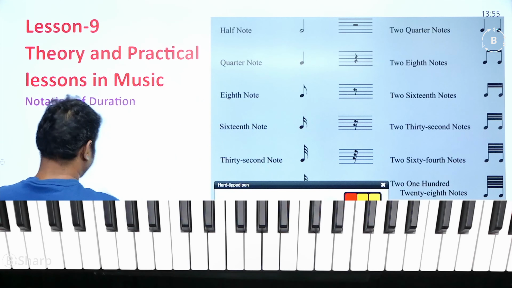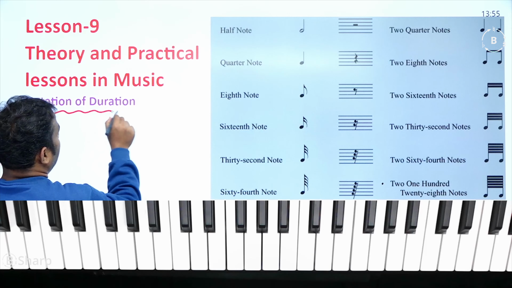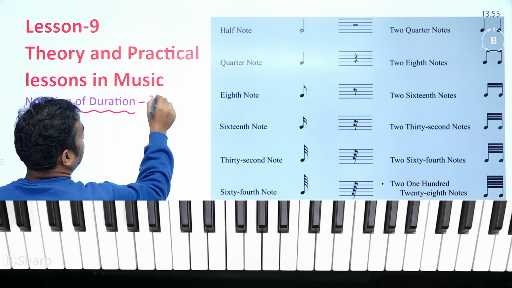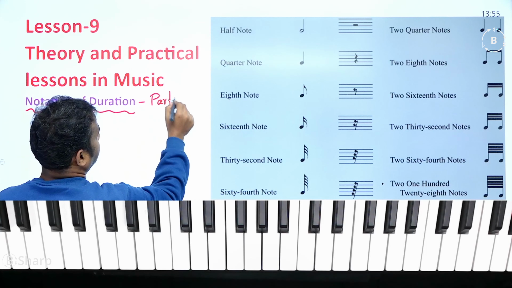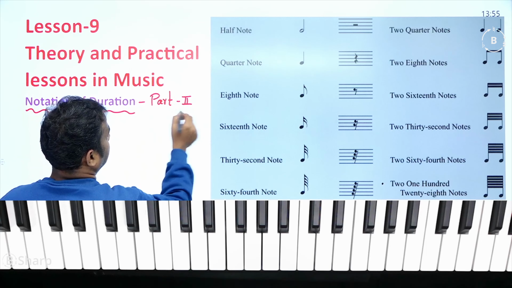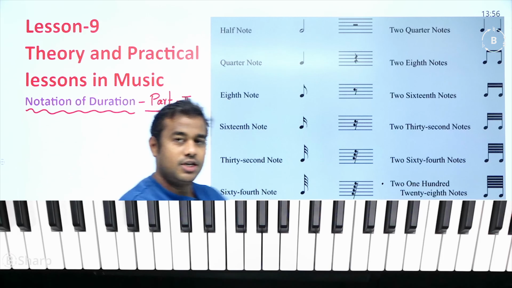Here, notation of duration, part 2. Notation of duration, part 2.